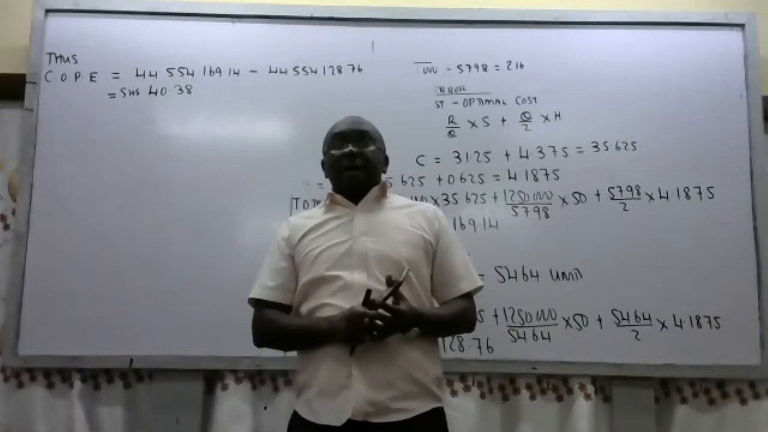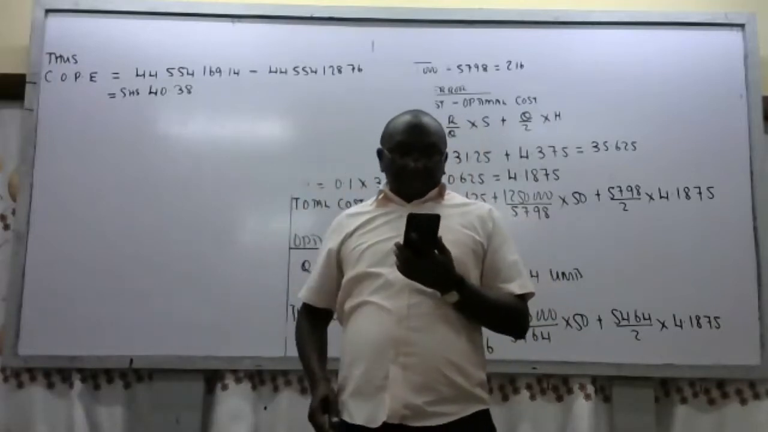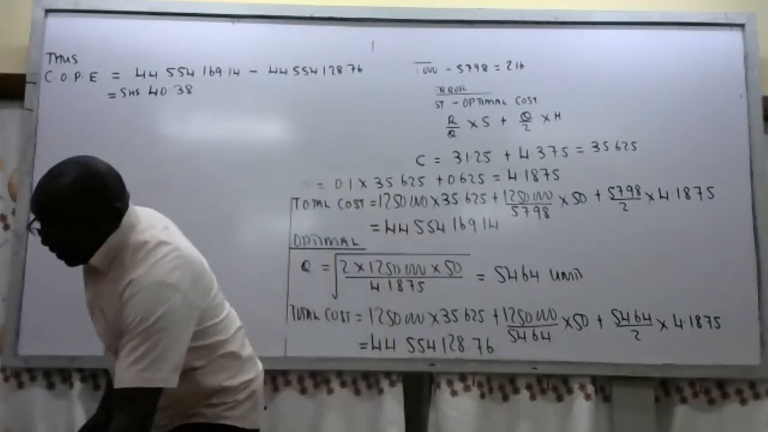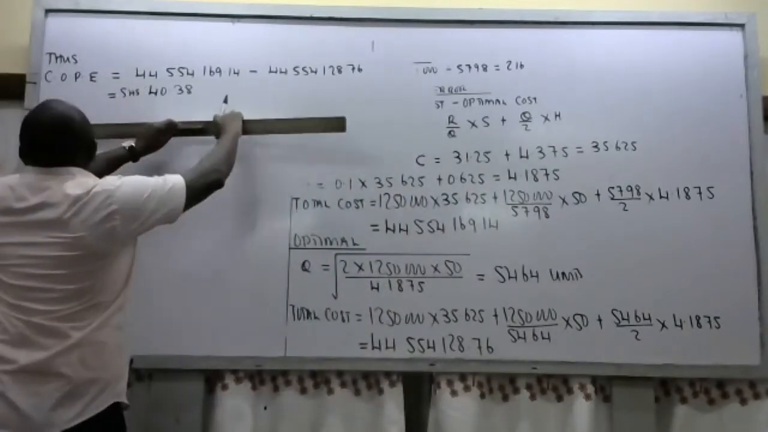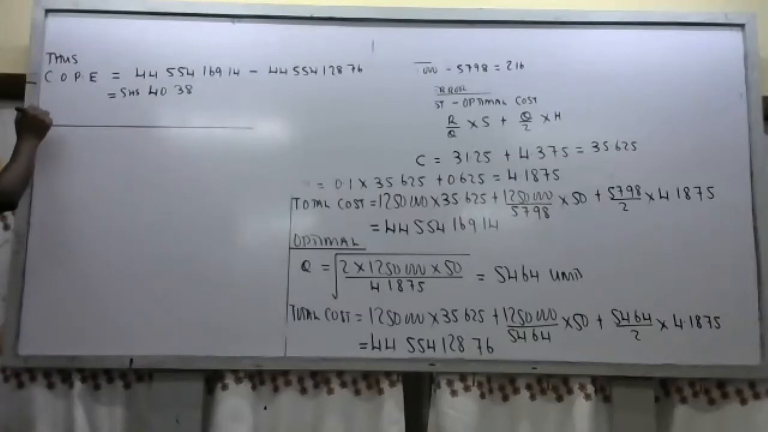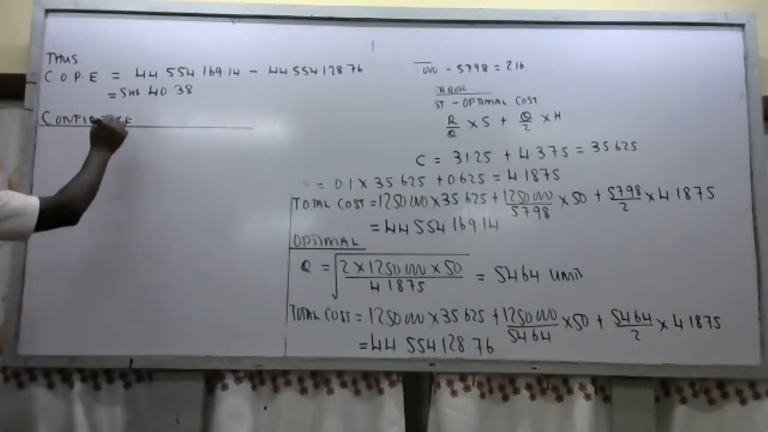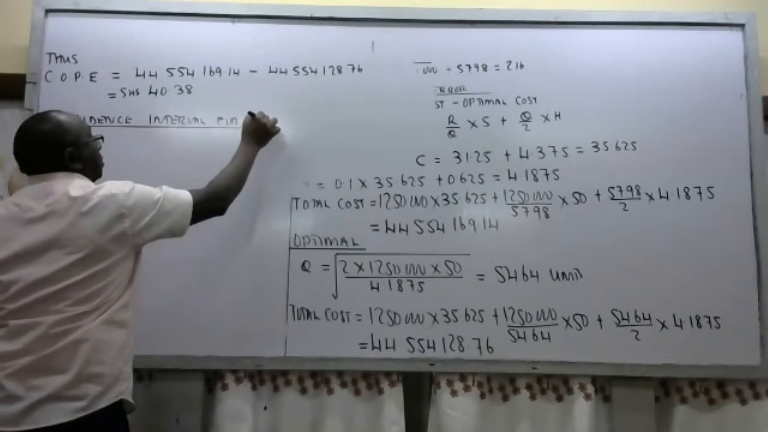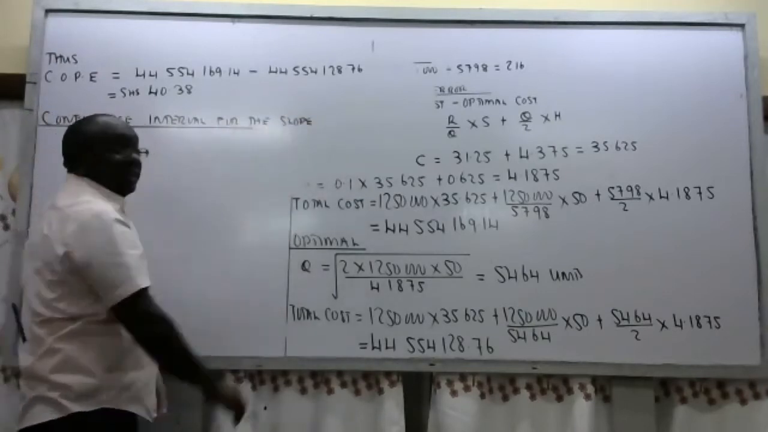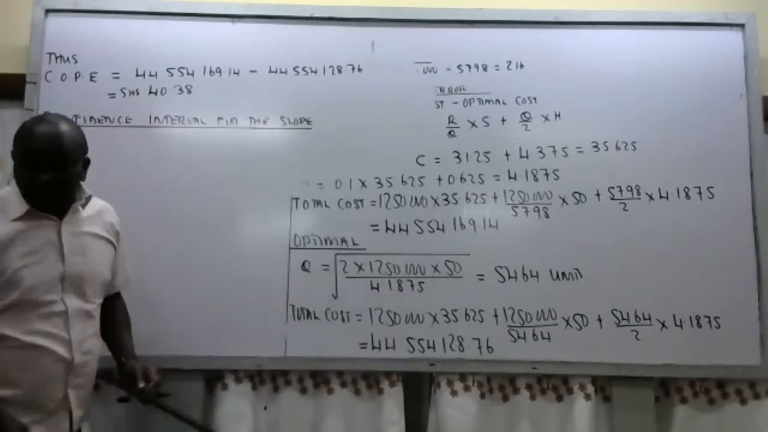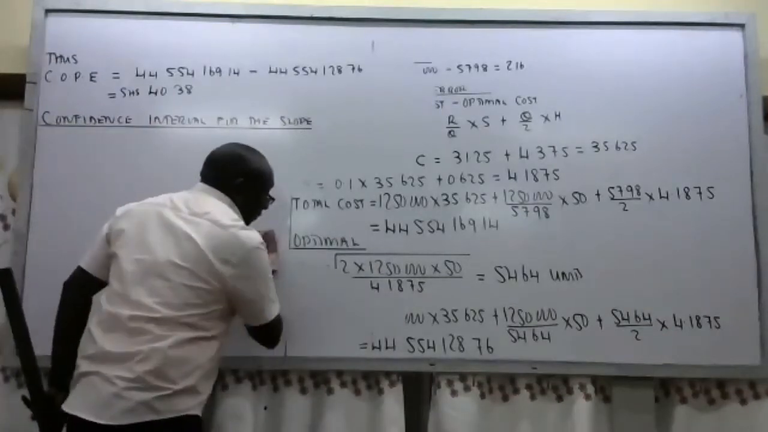Good. The next requirement says, what is the 95% confidence interval of the variable ordering cost per unit? So the confidence interval, this one I will only maybe give you a hint because there are things you already have covered elsewhere. So confidence interval for the slope.